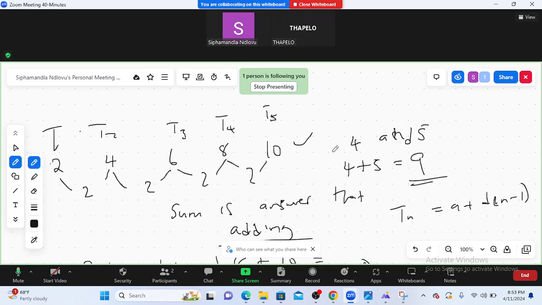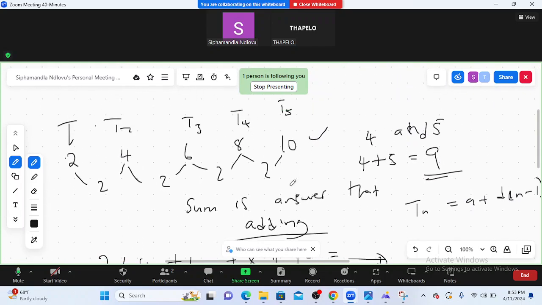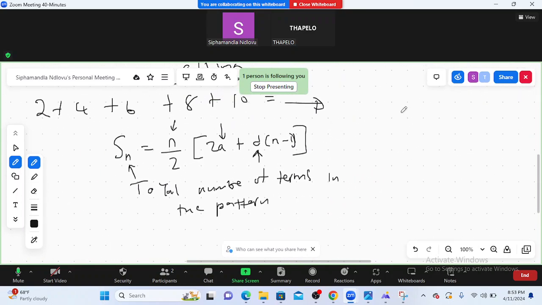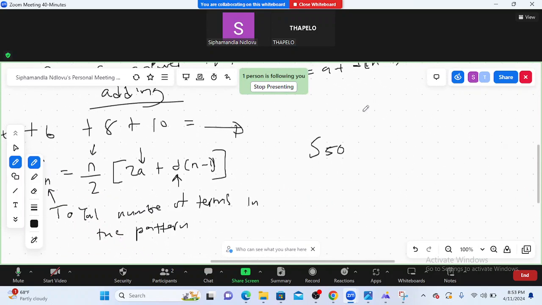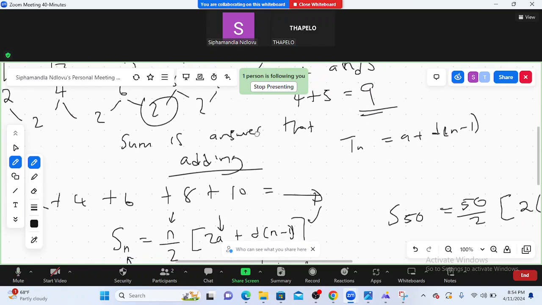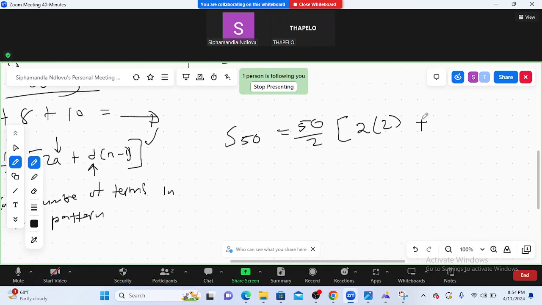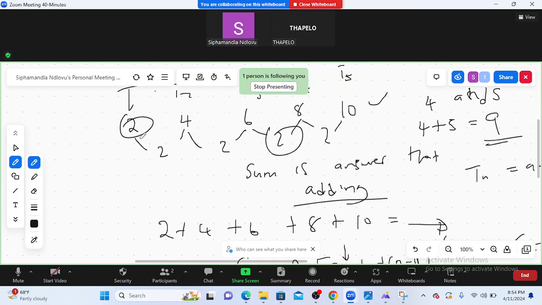So in order to save that time, we use this formula. For example, if someone says find the sum of 50 terms, you can quickly use this formula. So the sum of 50 terms of this pattern: sum of 50 is equal to 50 divided by 2, into 2 into a. A is the first difference, which is 2. No, sorry, a is not the first difference, it's the first term in the pattern, which always happens to be 2.